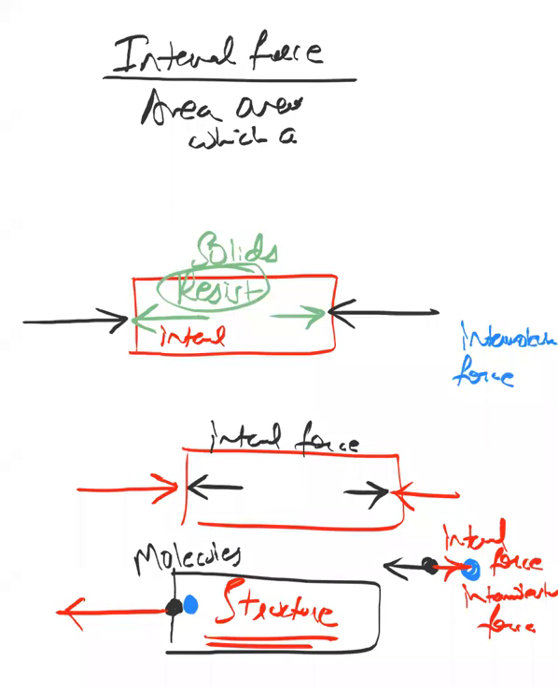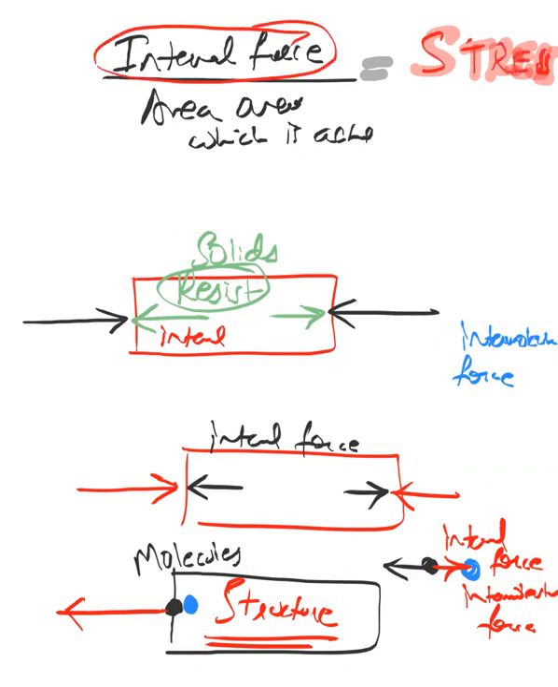Now if that area is very small, then this ratio will be very big. So that is called stress. In real life also, we develop stress. Because of some external force, we develop some internal force inside our mind. If our mind is very, very small, then stress will be very big, and if we think broadly, our stress will be low. So stress is something like internal force upon the area over which it is acting.